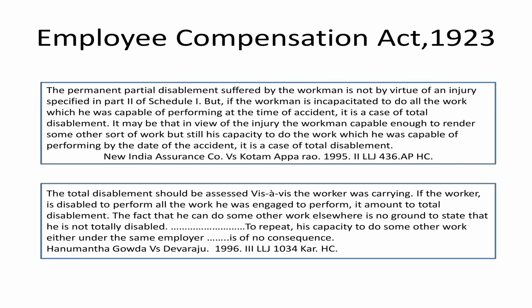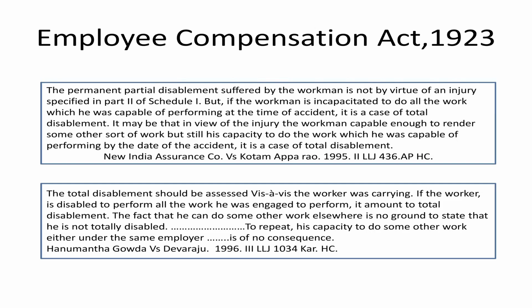Here also another case, in the AP High Court, the same principle has come. But if the workman is incapable to do all the work he is capable of performing at the time, it is a case of total disablement. It may be the view that the injury may leave him capable enough to render some other sort of work, but still the incapacity to do the work which he was performing is a case of total disablement.